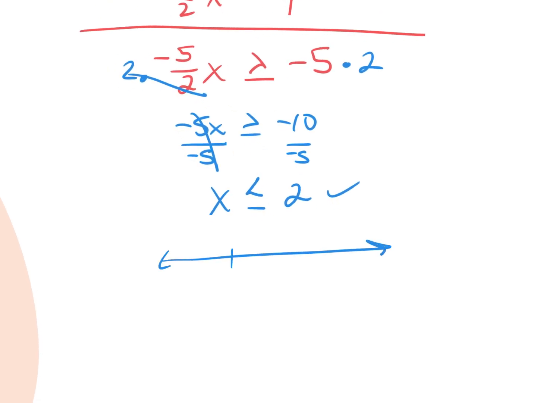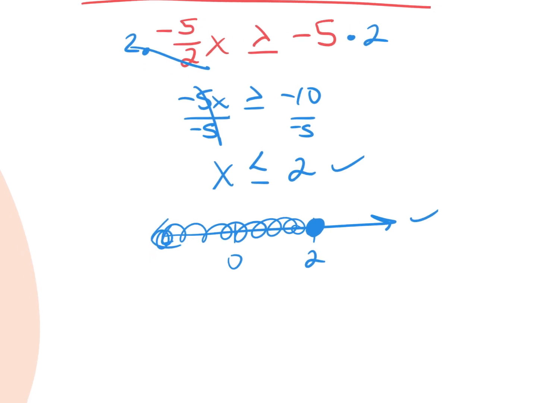Very basic graph. I have 0. Here's 2. Think about what kind of dot do you have at 2? Why is it closed? Because it's or equal to. Good. And when I read that, it says x is less than or equal to. So which way am I shading? To the left. All the stuff over here is less than or equal to. Good. So there's my graphing.